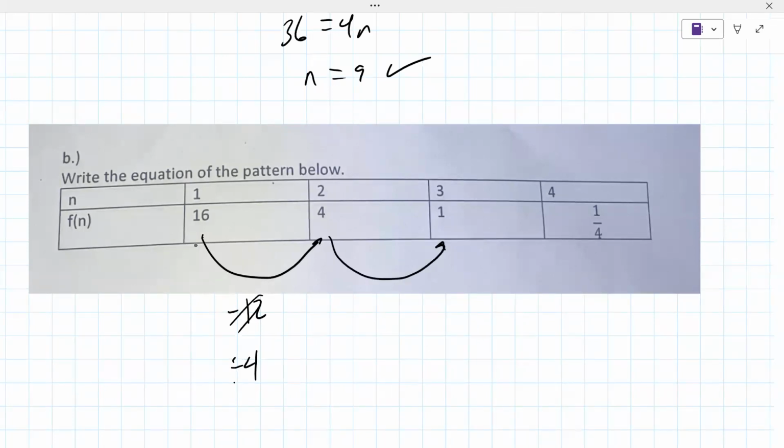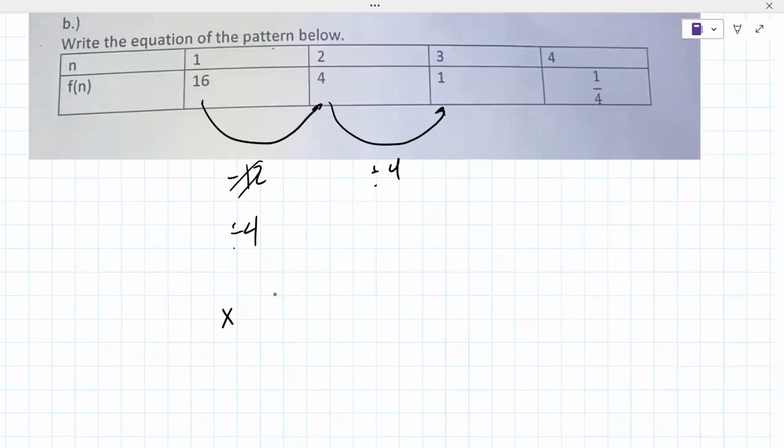How do you go from 4 to 1? Yes, so divide by 4 is now a multiplication by 1/4. Got it. All right, so this one's different, and it's a little weird because it ends up being 1/4.